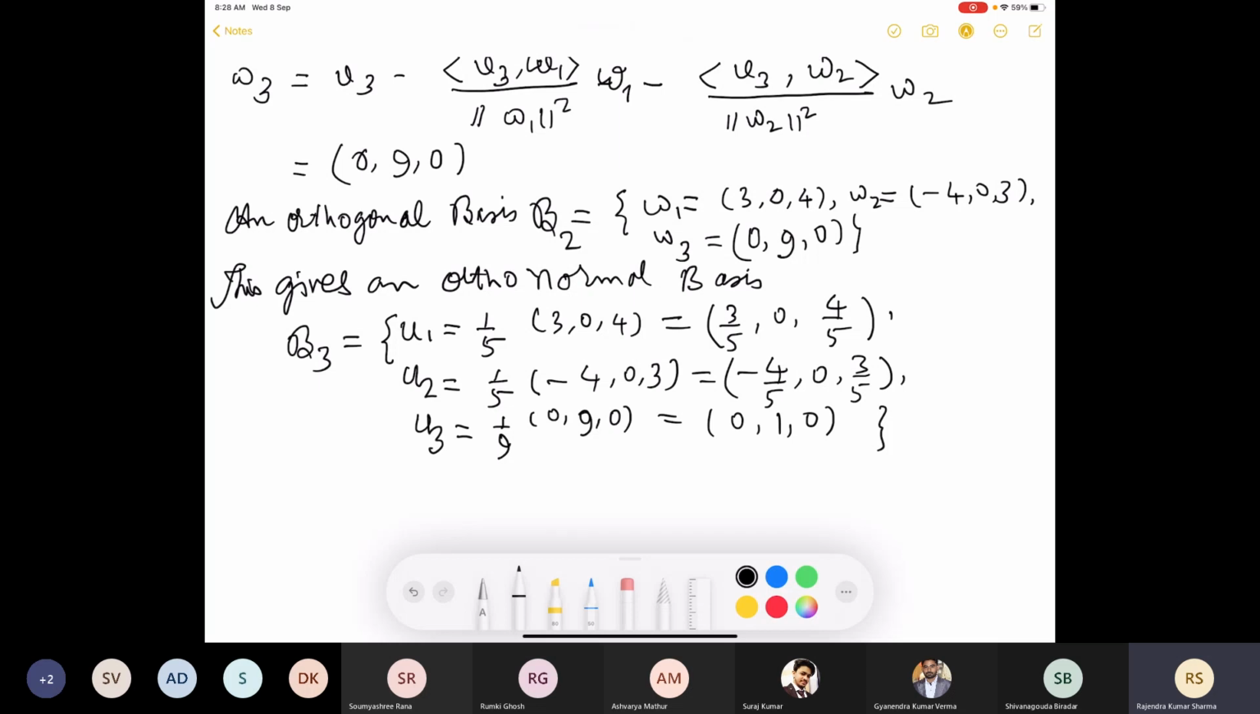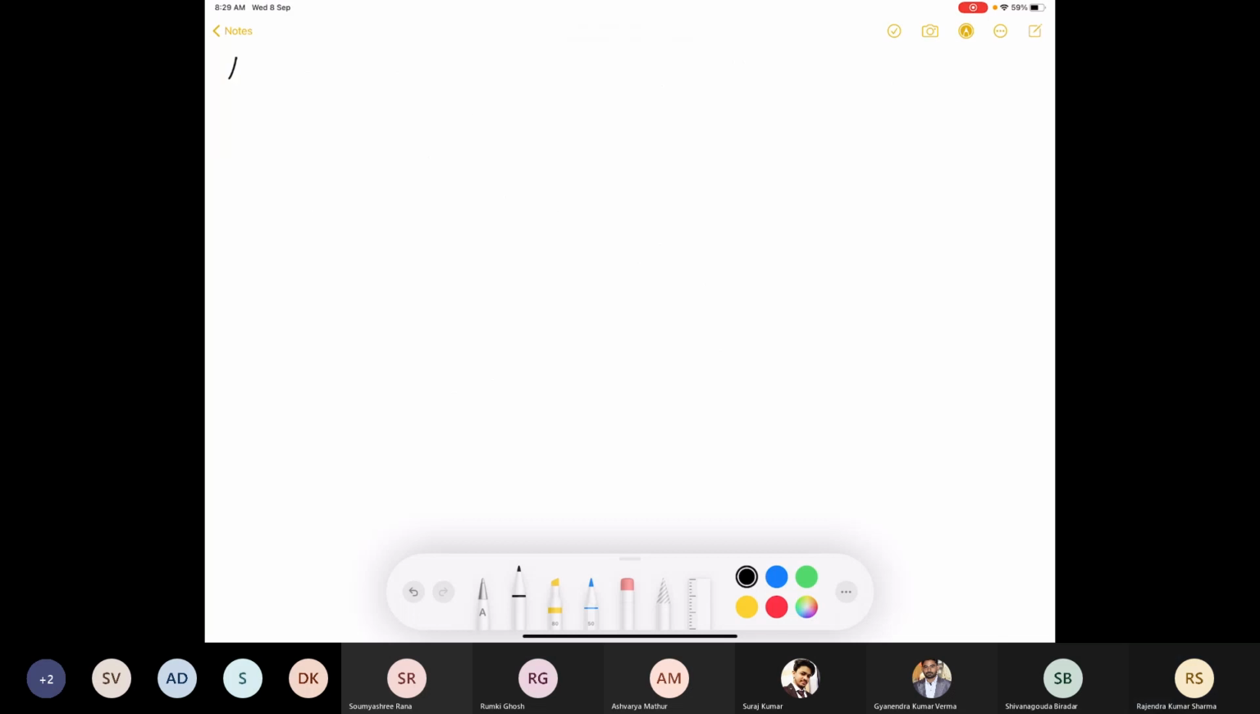Now to exhibit once more the same thing, that I take some subspace W of V and obtain its orthogonal complement, and show that their direct sum is the same as V. So next, let us take W to be the subspace of V spanned by V1, where V1 is (3, 0, 4). V is our R³ over R.